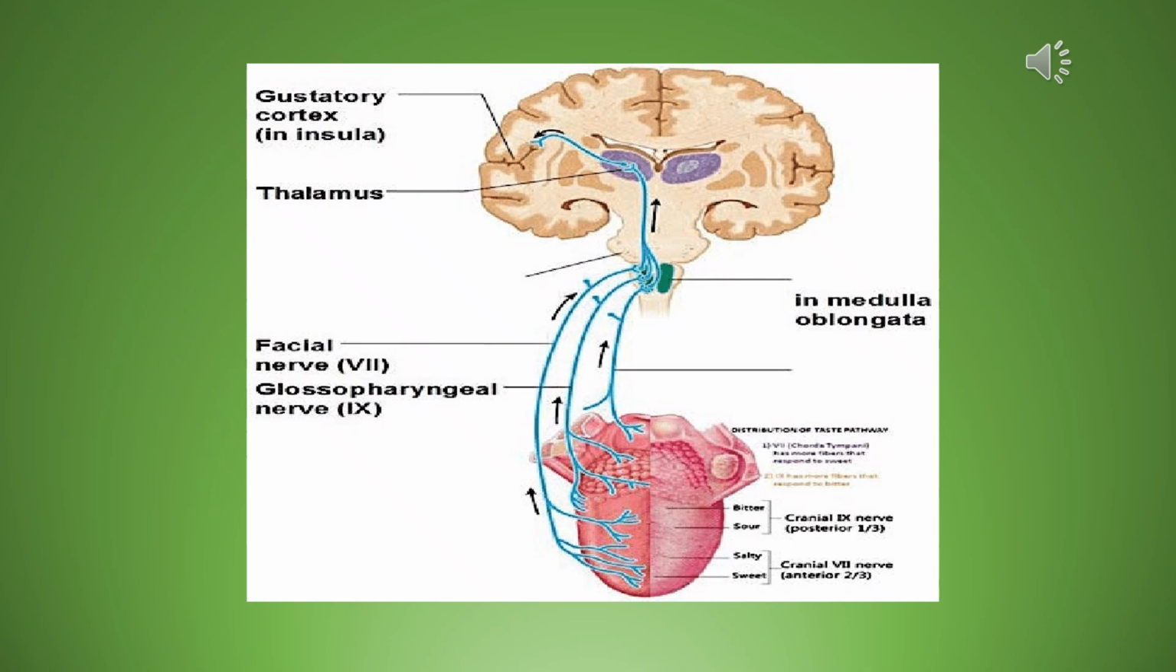That is our first order neuron. The synapse that takes place in the medulla oblongata, that is called the solitary nucleus. So that's where we begin our second order neuron. The second order neuron goes from the solitary nucleus of the medulla to the thalamus, where it synapses with the third order neuron. The third order neuron goes from the thalamus to the gustatory cortex, which is located in the insula, where we perceive that we have tasted something. That was some good strawberry shortcake.